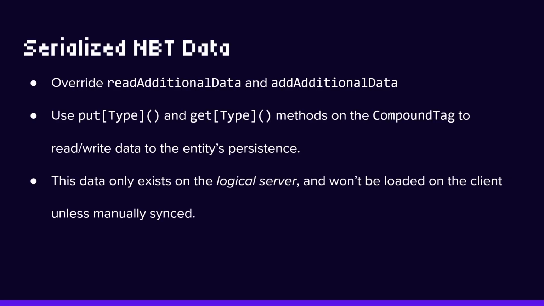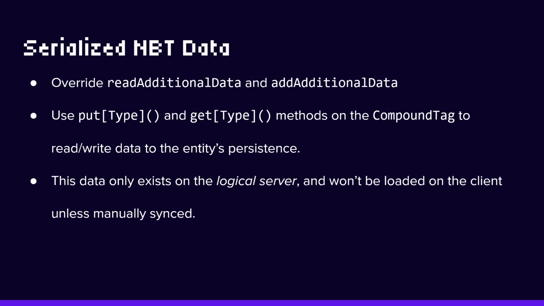The first thing is we're going to review entity data, and that's because I didn't write these slides until after last week. So we're just going to briefly review the things that I did during the demo, but in slide form. So serialized NBT data, when you want to write data that persists across sessions when you exit the world and rejoin on an entity, you can override the read additional data and add additional data methods, and then those provide a compound tag which you can use put to write data to and get to read data from. And there's different methods for different data types.